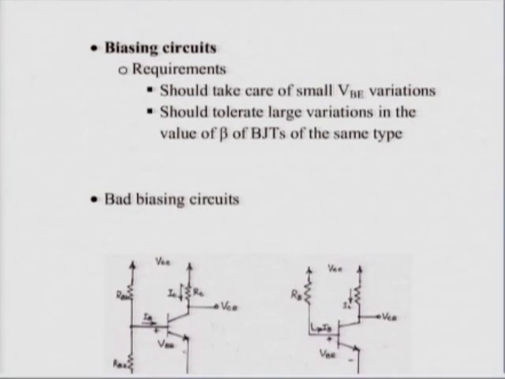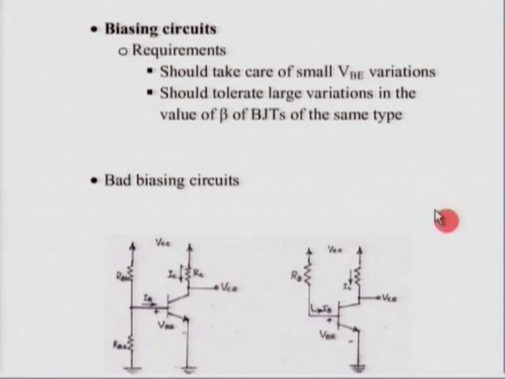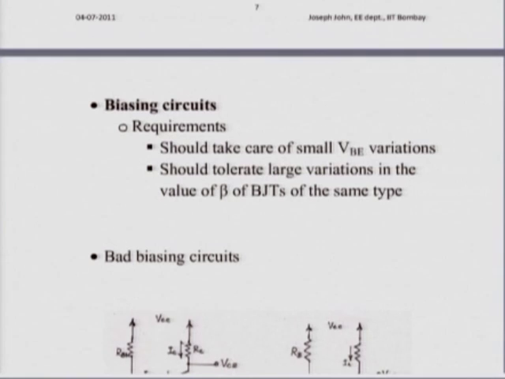Now, when we talk about biasing circuits, there are a few other considerations as well. We need to make sure that the small VBE variations which occur because of temperature variations should not upset our operating point. So, we need to make sure that the circuit can take care of small VBE variations.